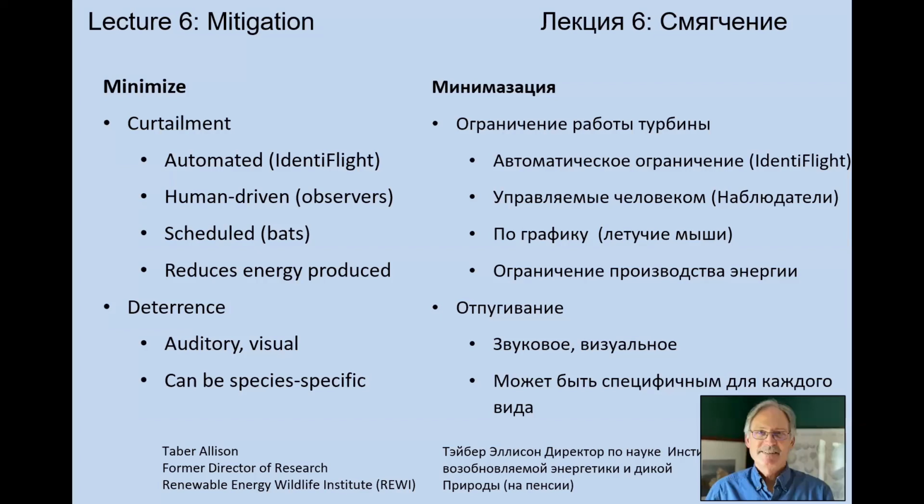If we want to try to minimize the impacts of wind energy, there are really two different approaches that we have used. One is curtailment, and curtailment is basically turning the wind turbine off. That can be automated using cameras, computer vision. It can be human driven. We can have people looking for birds or bats and stopping the wind turbine when they see something. It can be scheduled. It can only occur at a certain time of year. And that's been done a lot for bats and some birds.